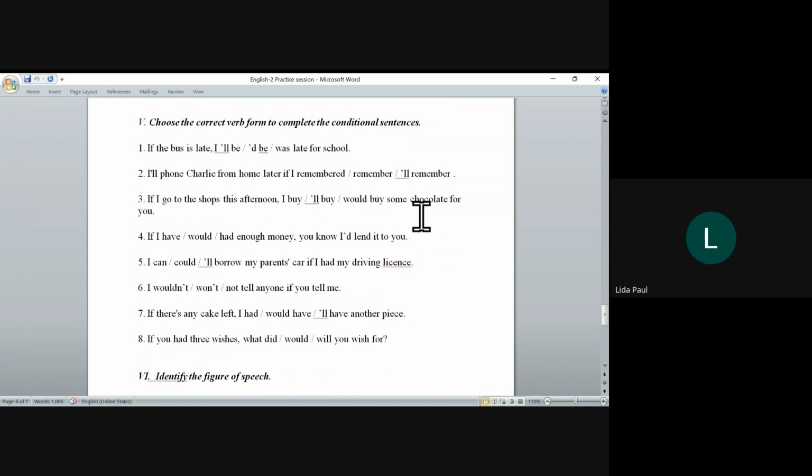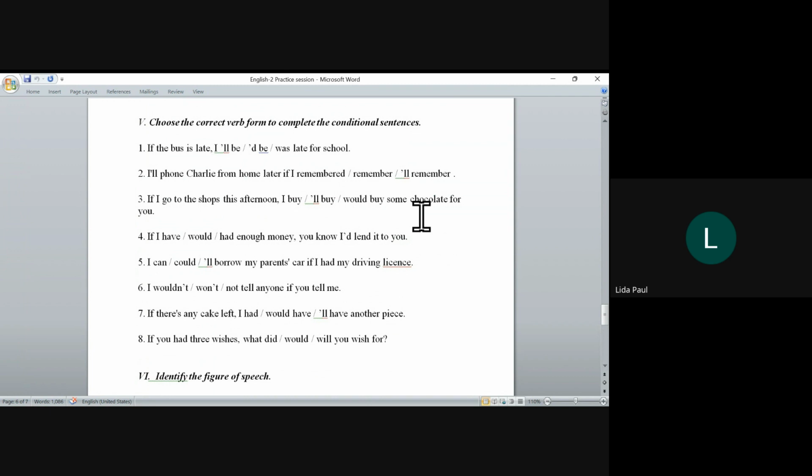Okay. If you had three wishes, what would you wish for? If you had three wishes. Ma'am, will you? No, it is not will. If you had three wishes, right? Simple past tense. Had three wishes. So would, right? If you had three wishes, what would you wish for?